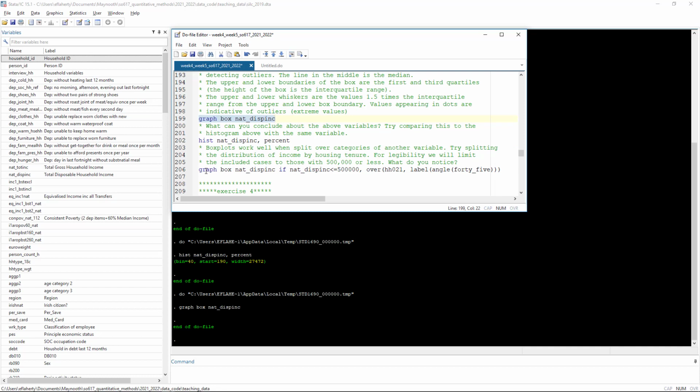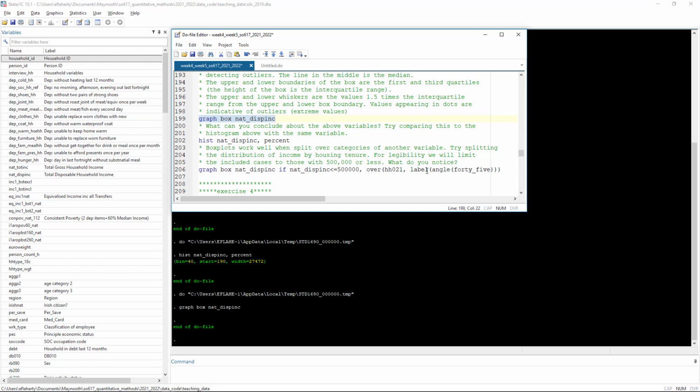So to reproduce the graph that we saw on the slide using the slightly newer 2019 SILC data, we simply add to this the option over and then our variable, which is HH021. So to produce that split box plot, we need our original variable, which we used up here, which is the household disposable income. And we need to add to that this little option, which is over, and the variable that we want to split it over.